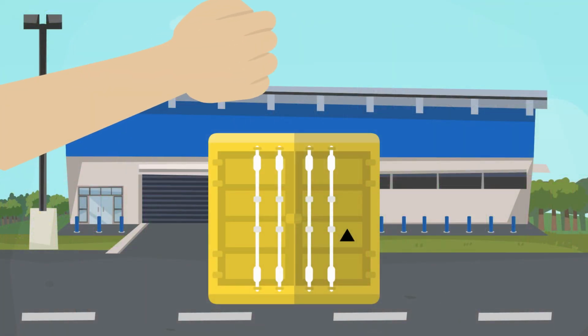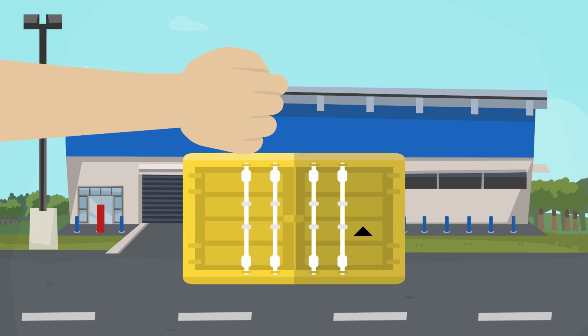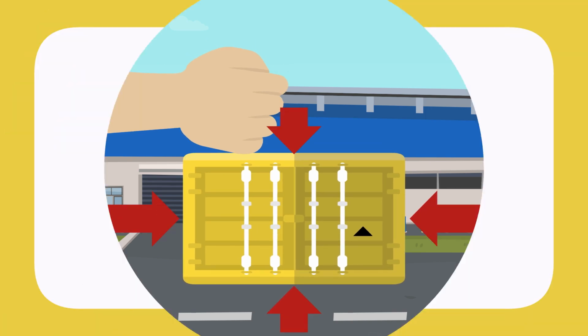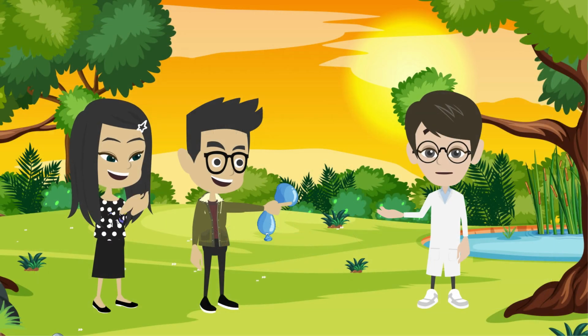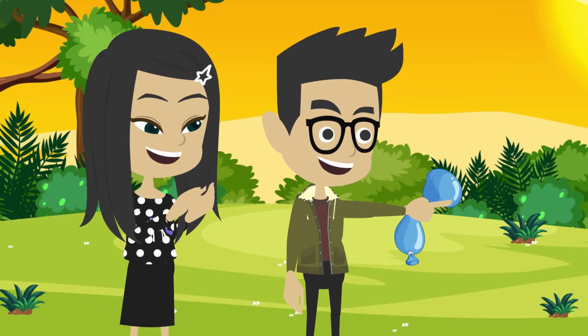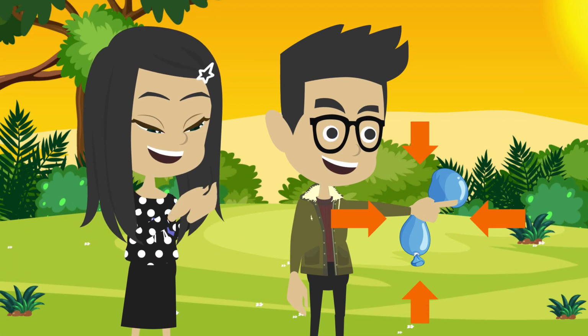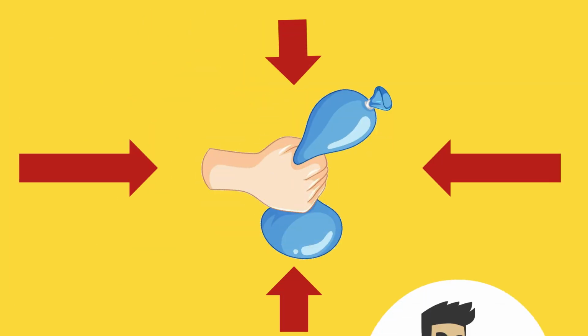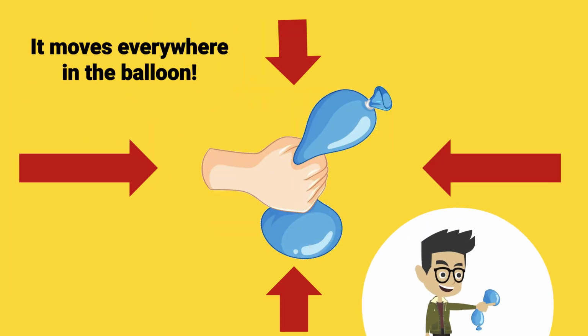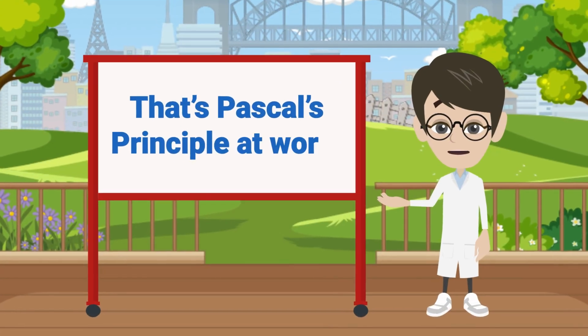It states that when pressure is applied to a fluid in a closed container, the pressure spreads evenly in all directions. How Pascal's principle works. So when Noah presses the balloon, the pressure from his hand spreads throughout the water, pushing it out in all directions. The pressure doesn't just stay on the side where Noah is pressing, it moves everywhere in the balloon. That's Pascal's principle at work.